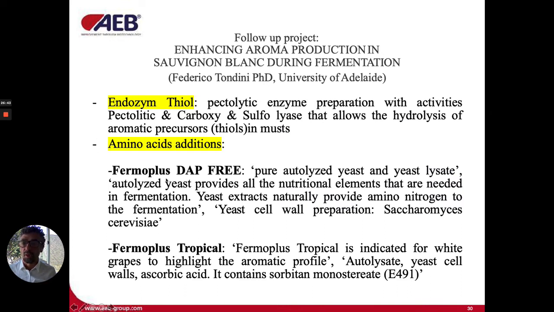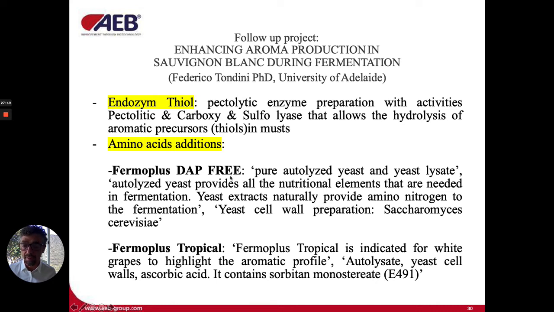Enzymes, amino acids, these are all important. One of the enzymes that we identified as being important for this conversion is the enzyme thiol, which is basically a carbon-sulfur lyase. That enzyme can extract from the precursor amino acids, adding more precursors. So we developed the Thermoplast Sauvignon that we've just seen, and more of these nutrients, maybe without the skin tannin like the Thermoplast Sauvignon.